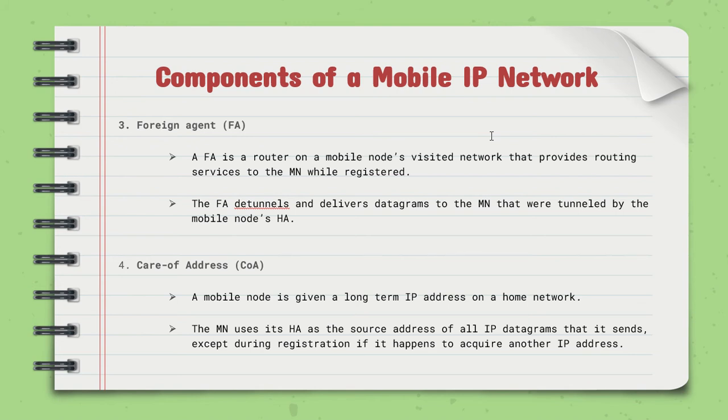Okay, lastly, care of address, COA. A mobile node is given a long-term IP address on a home network. The mobile node uses its home address as the source address of all IP datagrams that it sends, except during registration if it happens to acquire another IP address. When away from its home network, a care of address is associated with the mobile node and reflects the mobile node's current point of attachment.